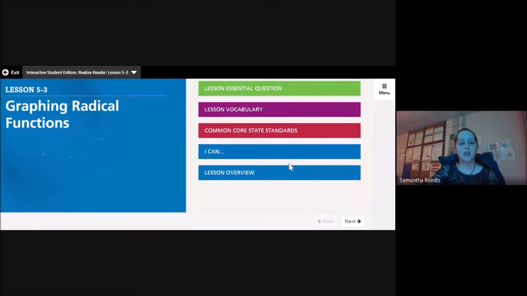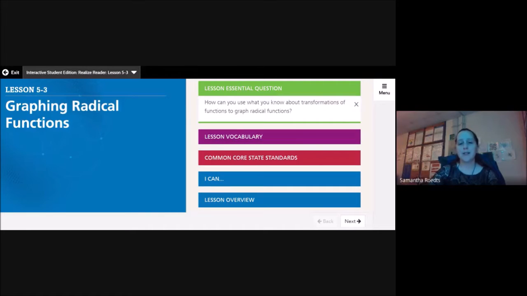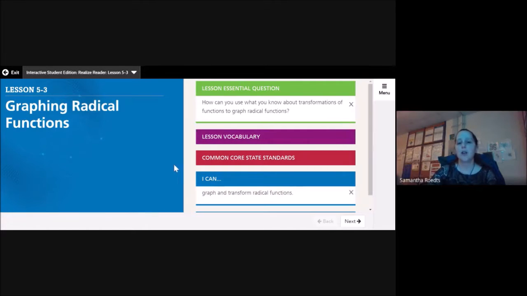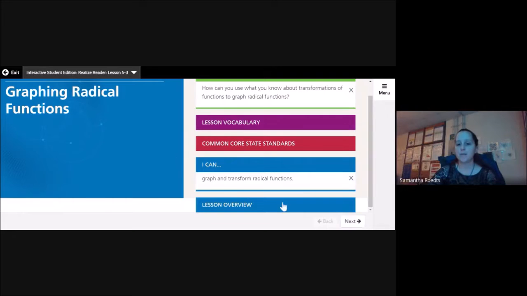Right, this is Unit 5, Lesson 3, Graphing Radical Functions. My lesson essential question is, how can you use what you know about transformations of functions to graph radical functions? At the end of this lesson, you'll be able to graph and transform radical functions.